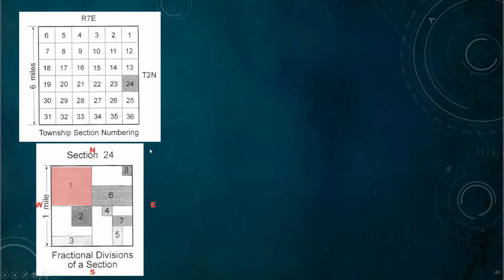So this one here, highlighted in red, section 1, this is an entire quarter of a section. So this is simply the northwest quarter of section 24, township 2 north, range 7 east, first principal meridian.